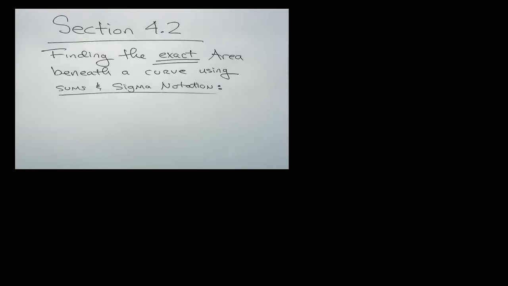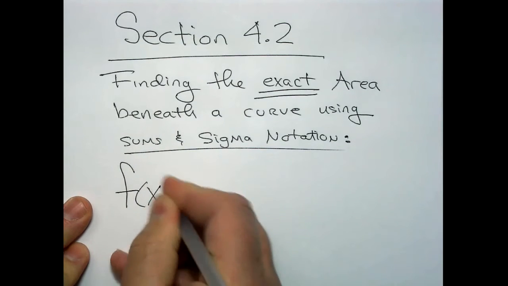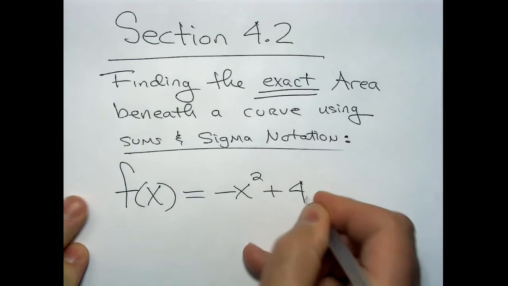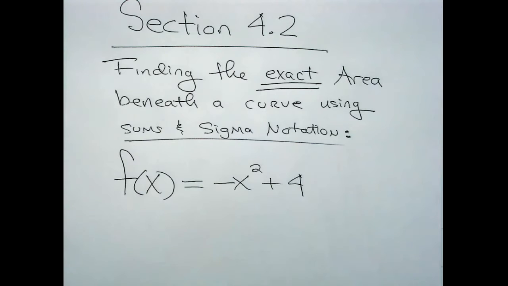I'm going to use the same example I used in the previous video, the same function, because we've already worked on it. We have an overestimate and underestimate, and then we average them together, of course, to get our best guess. So let's see how close we were. So let's take a look at this function. f of x is minus x squared plus 4. And let's discover how we would find the exact area beneath the curve using sums and sigma notation.